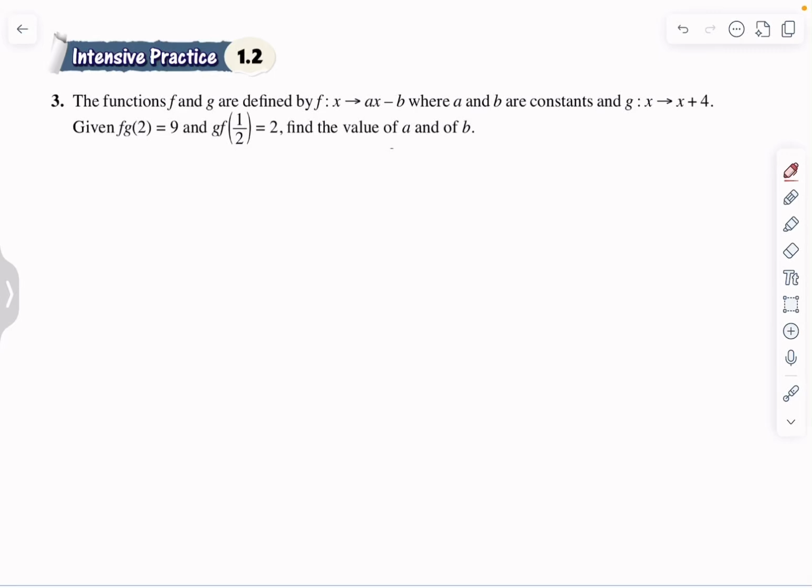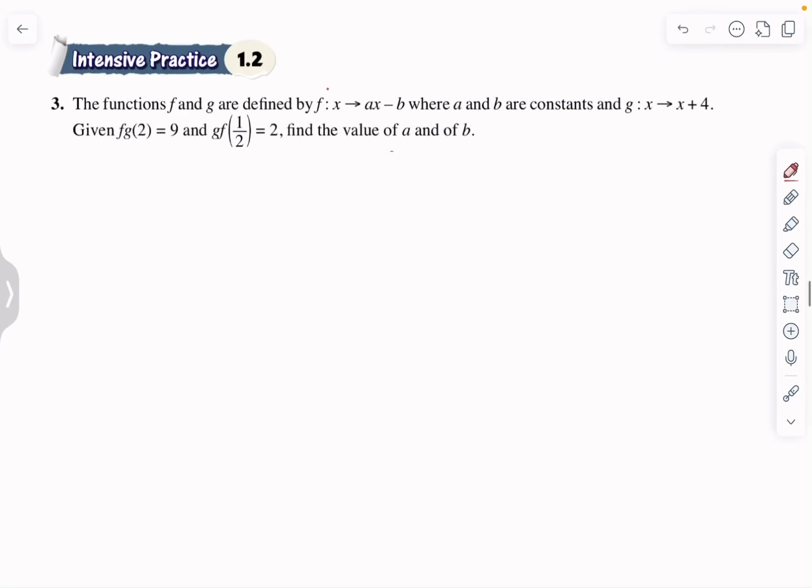Question 3. Functions f and g are defined by this, where a and b are constants and g(x) is this. Given fg(2) is 9 and gf(102) is 2, find the value of a and b. Okay, so f(x) equals ax minus b and g(x) equals x plus 4.